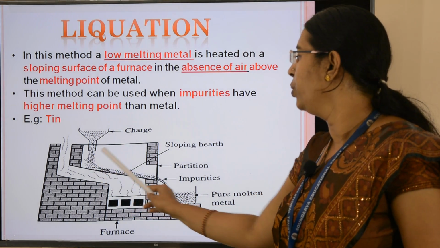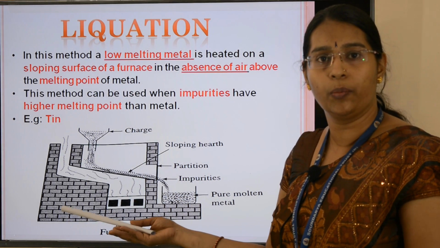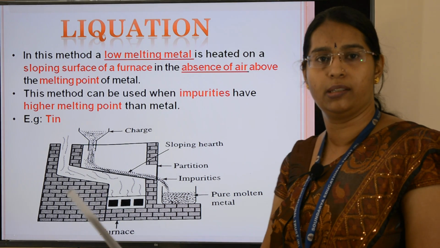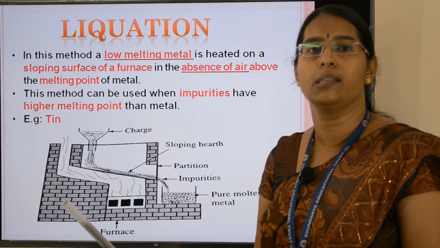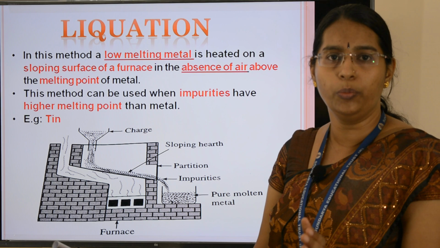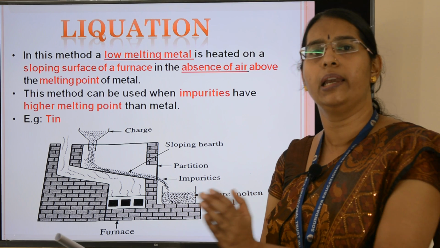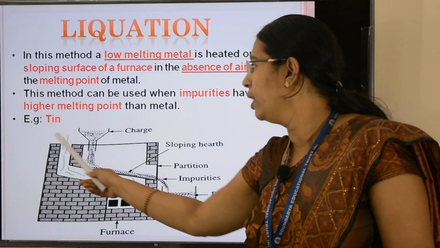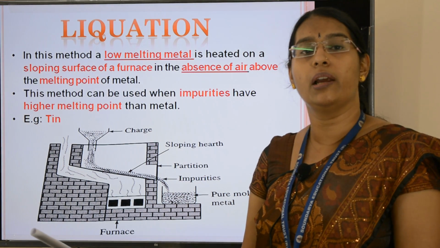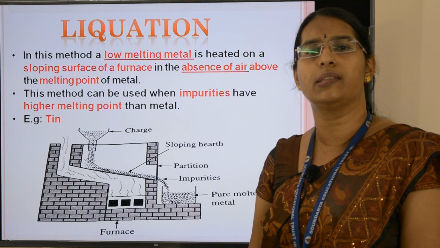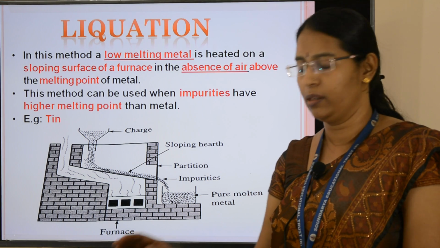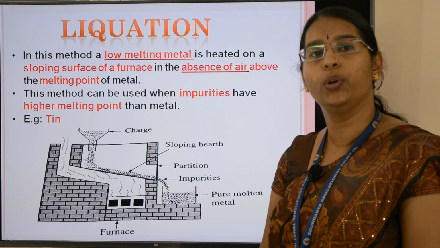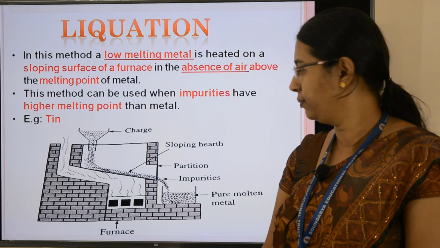Whereas all the impurities are having higher melting point, so they will remain on the sloping earth itself. By this we can separate the pure molten metal as well as its impurities. So this can be used for certain metals like tin, which are having lower melting points than their impurities. So this is the second technique in the purification of the particular metal.